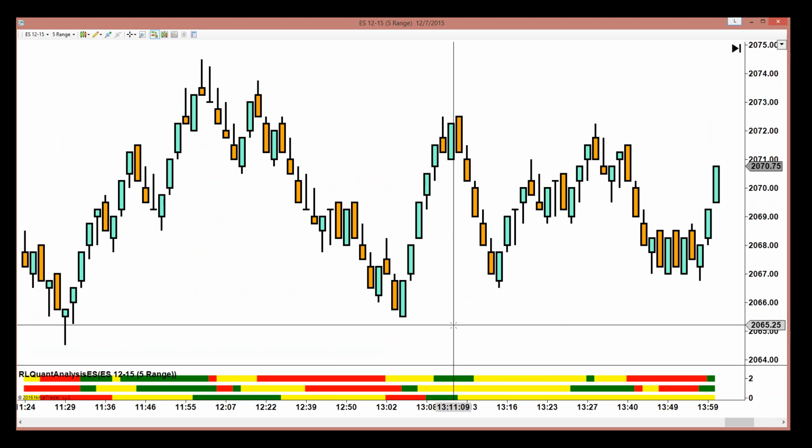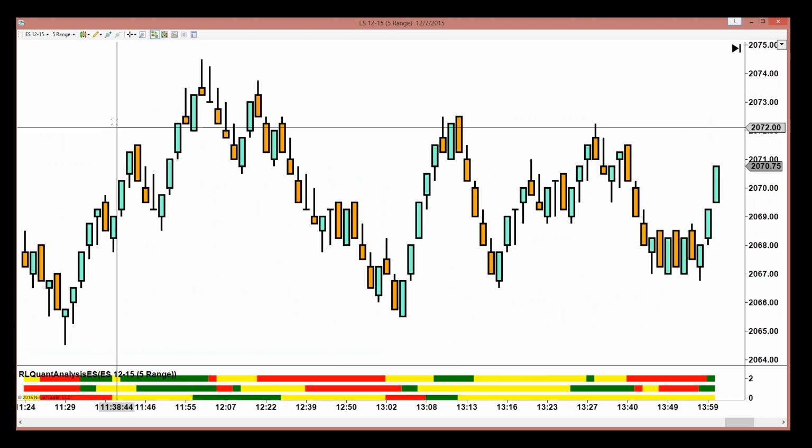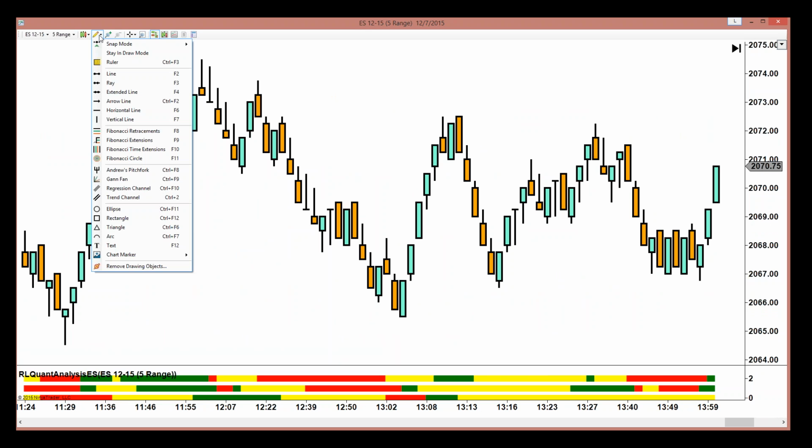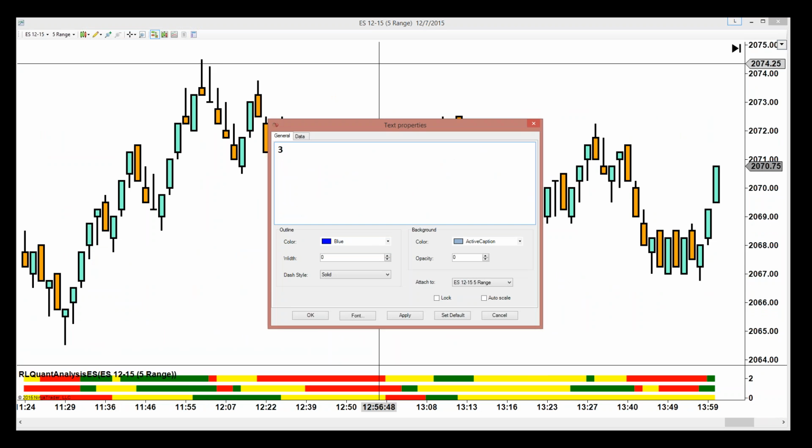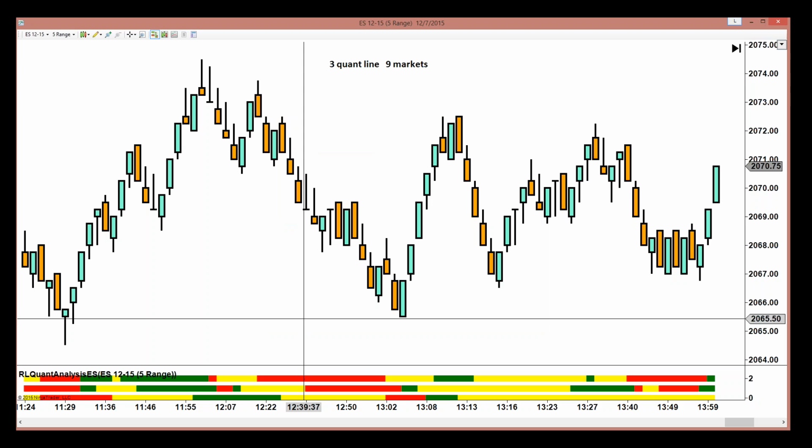What we have done is we have found, for the E-mini, for the Russell, for the Dow, and for the NASDAQ, we have 3 quant lines. Each line looks at 3 markets. So there's a total of 9 markets that are being assessed by these quant lines.